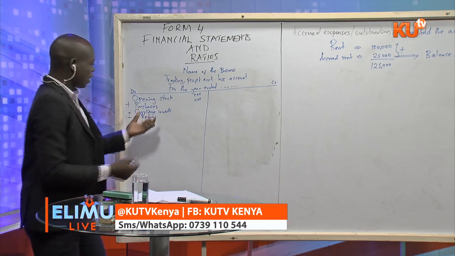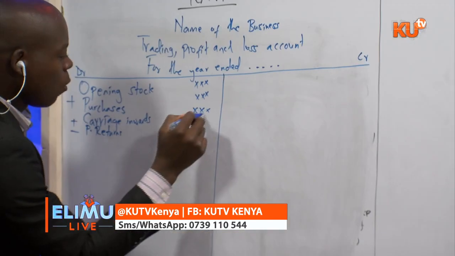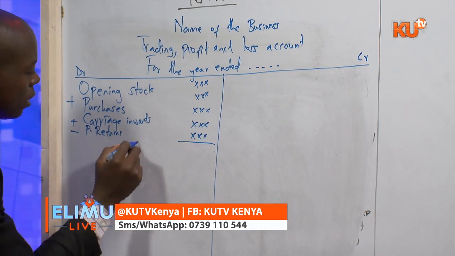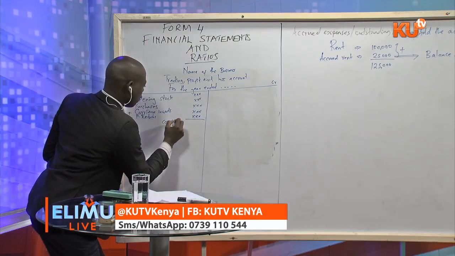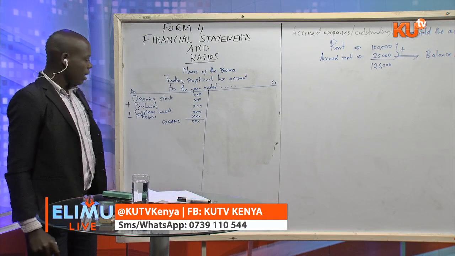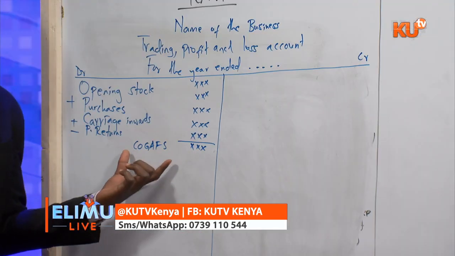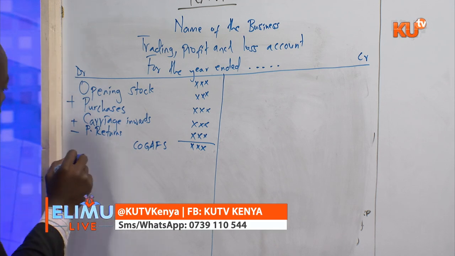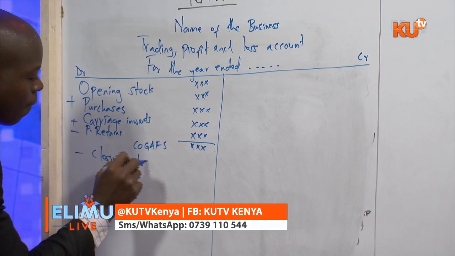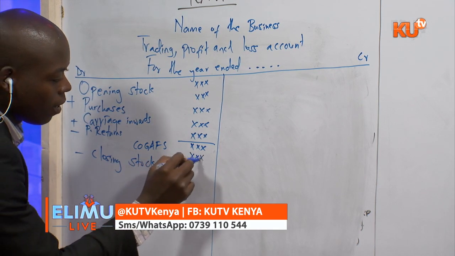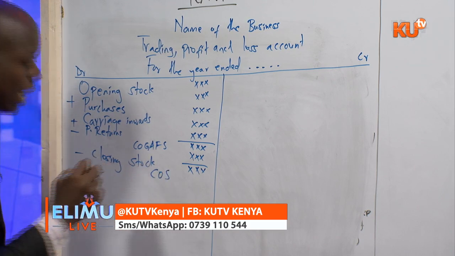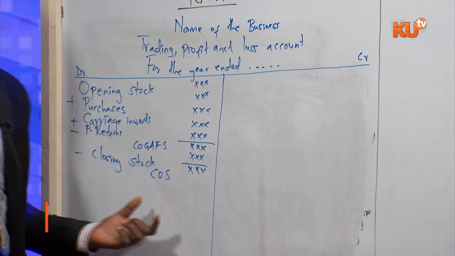And so once we have this figure, what we obtain here is a figure that we call the cost of goods available for sale. Then we subtract the closing stock to get what we call cost of sale.